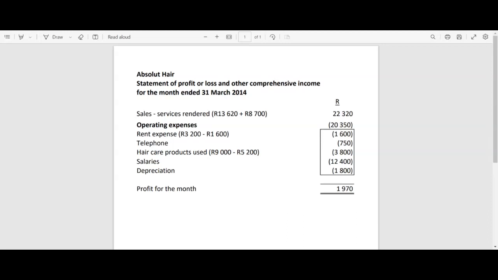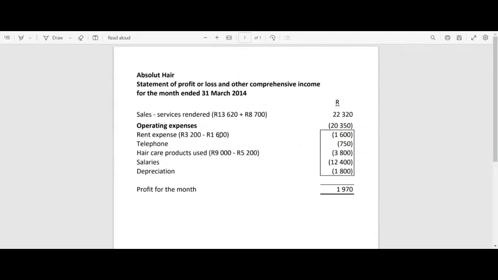We had the telephone expense. So we've dealt with the rent expense. You all know where that comes from. That was just the telephone expense. Here we've got the hair care products used, or I would have preferred that you rather say hair care products expense, but used won't be wrong. I'm just saying that I would prefer the word expense instead of used, but that would not be wrong.